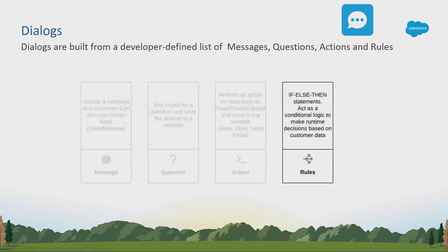And then finally, we've got rules. So these are the decision points. You've gathered some information, you make a decision, and then you take people down different paths.